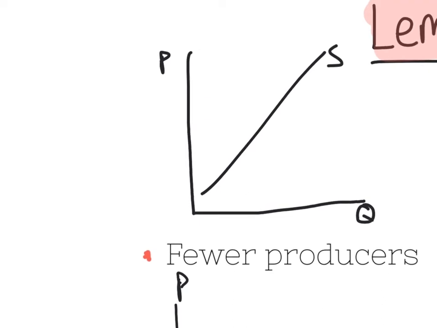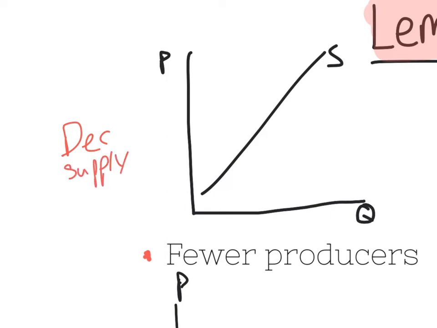So in the last video, we should know this one pretty easily, that if we have a greater number of producers, it's going to increase the supply curve. If we have a fewer number of producers, it's going to decrease the supply curve. So we need to be able to show a decrease in the supply. So here we're going to say there's going to be a decrease in supply.